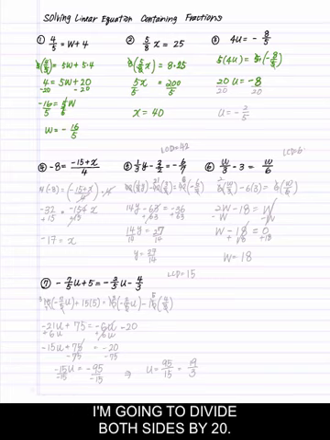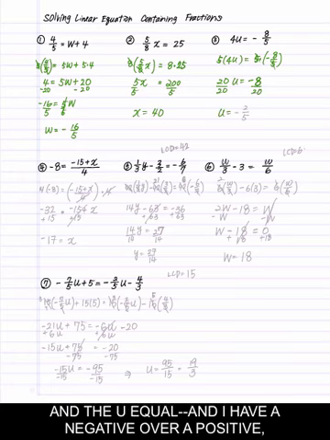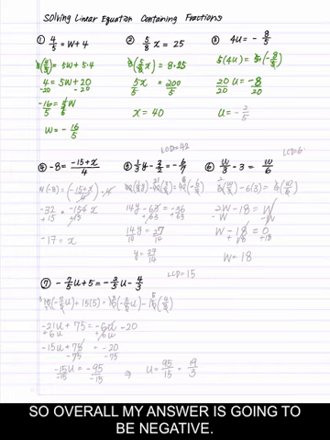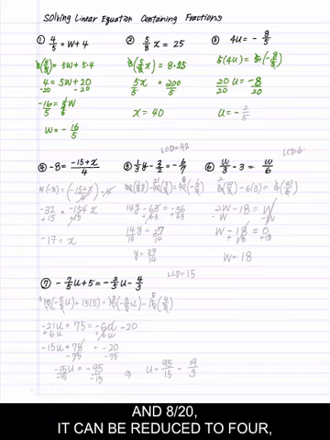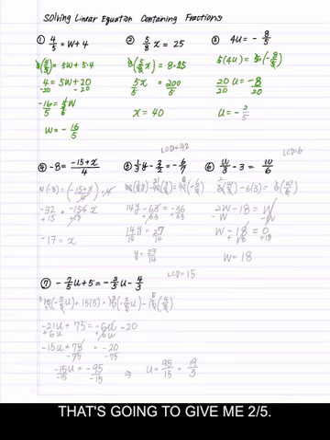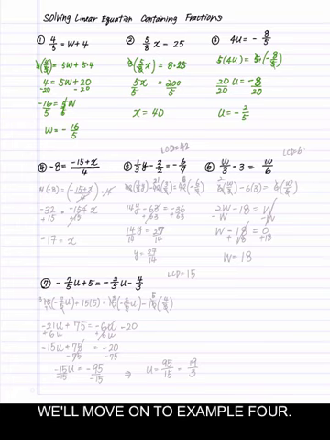I'm going to divide both sides by 20. That gives me u is equal, and I have a negative over a positive, so overall my answer is going to be negative. And 8 over 20, I can reduce a 4 out of that. That's going to give me 2/5. There you go. All right, let's step it up a little bit. We'll move on to example 4.